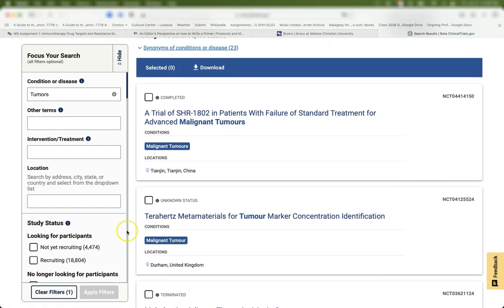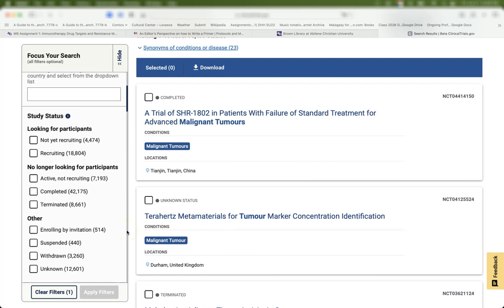narrow this down. And so we might look, for example, exclude the completed and terminated. So let's look for active, but that's active not recruiting. So that would be going on but not getting more participants. So if we choose this as well as recruiting, then we have a pool that are running in some fashion.